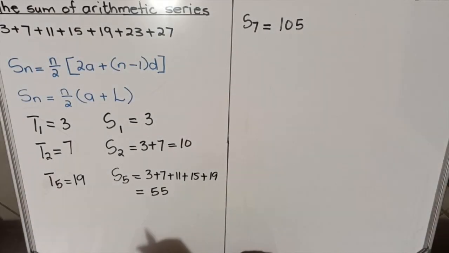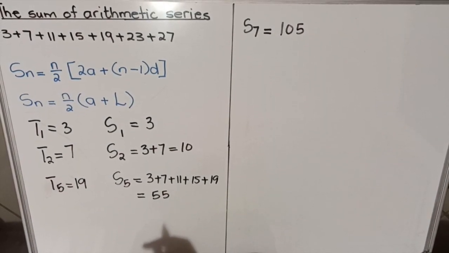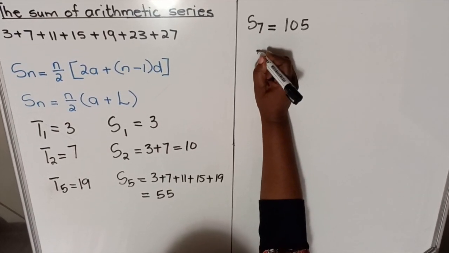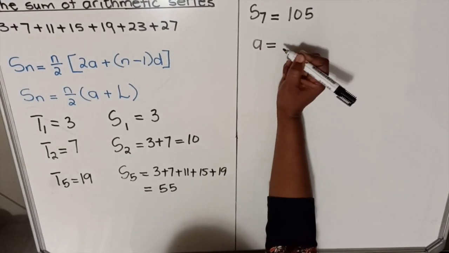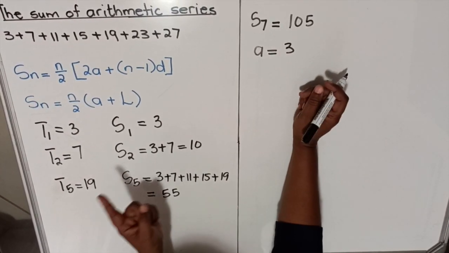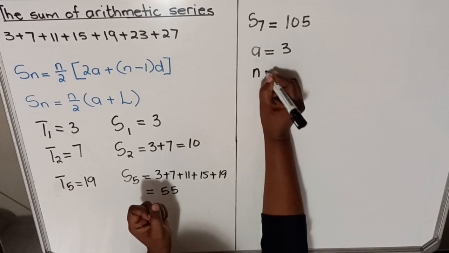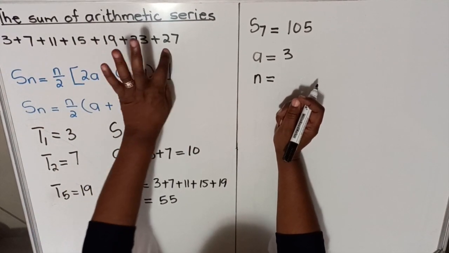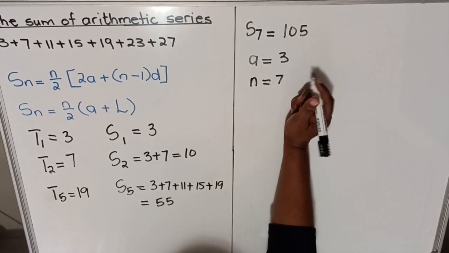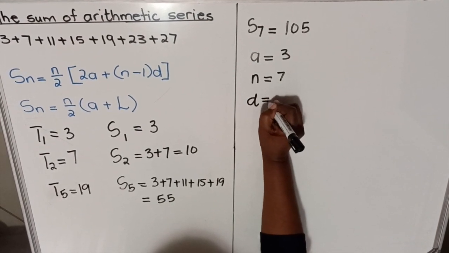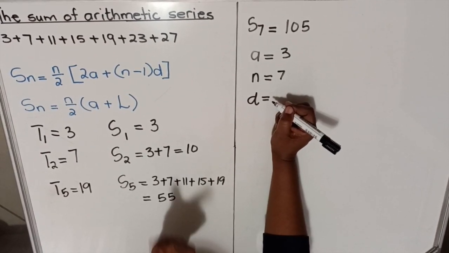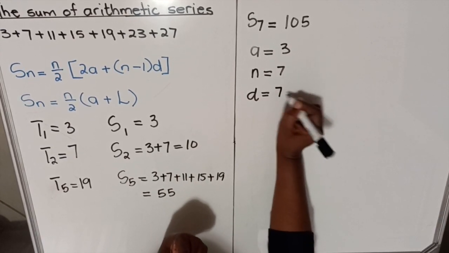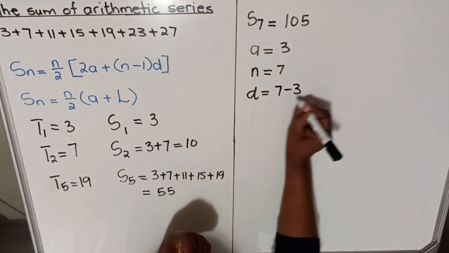Let's do that. You don't have to do this in your question paper. You don't have time to do that. I'm just doing it so that you can understand better. A is the first term. It's 3. And n is the number of terms in that pattern. In this pattern, 1, 2, 3, 4, 5, 6, 7, there are 7 terms. And d is the common difference. You take any two consecutive terms, meaning terms that follow each other, and you subtract them. That's why it says difference. 7 minus 3, which is 4.